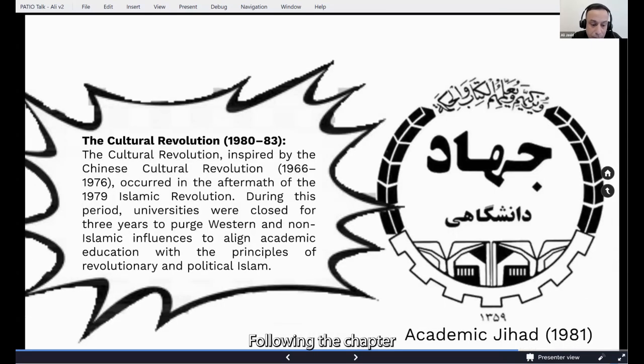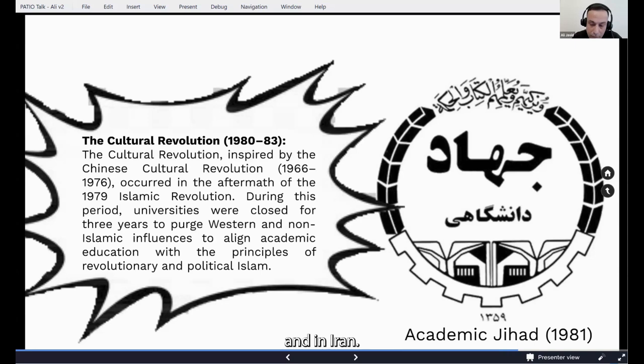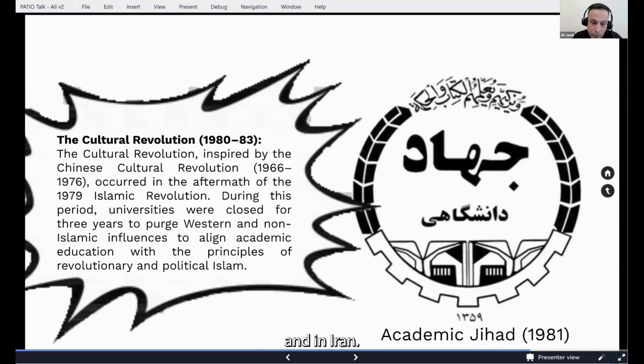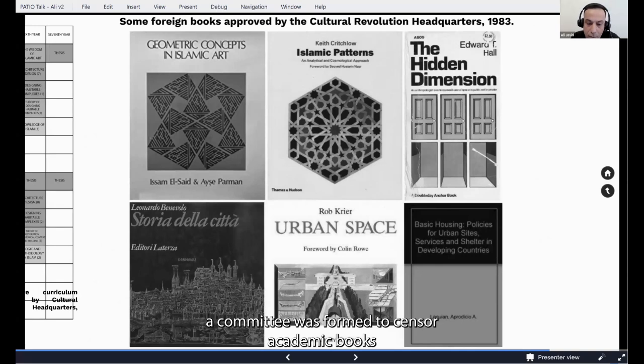The chapter follows how the Cultural Revolution changed the curriculum, program, and mood of pedagogy at architecture faculties, and how the lack of a coherent theoretical framework for defining Islamic architecture led to various interpretations and educational approaches by Islamic educators in Iran. For example, a committee was formed to censor academic books and only issue permits for the publication of books that were in line with the Islamic and anti-Western discourses.